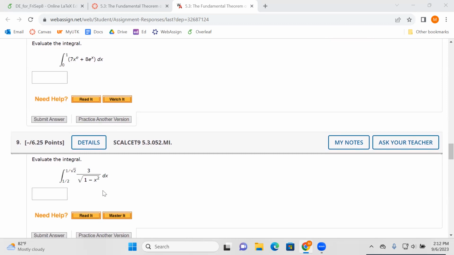This is another memorized fact. When you see the square root of 1 minus x squared in the denominator, that is a memorized fact associated with the sine inverse function. So here, the 3 could factor out, or you could think of the 3 as just coming along for the ride, as constant multiples do when computing derivatives or antiderivatives. So the antiderivative here would just be 3 sine inverse.